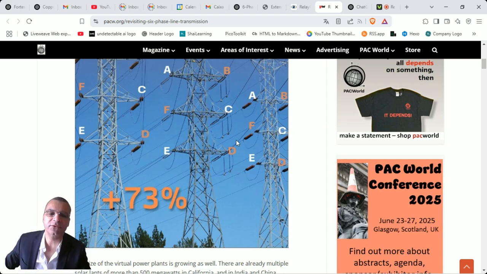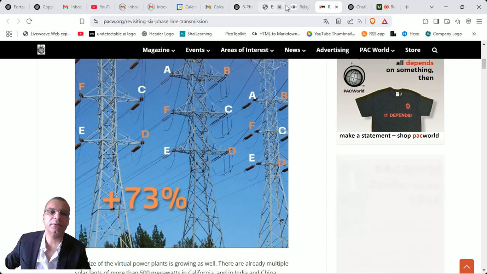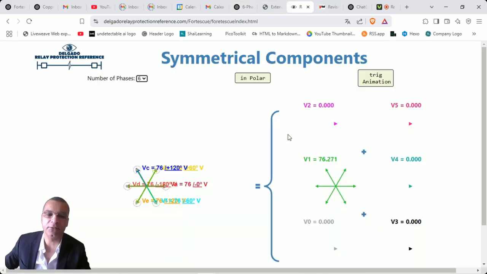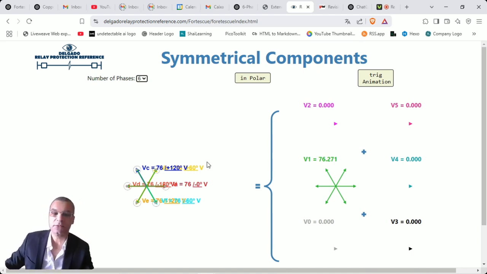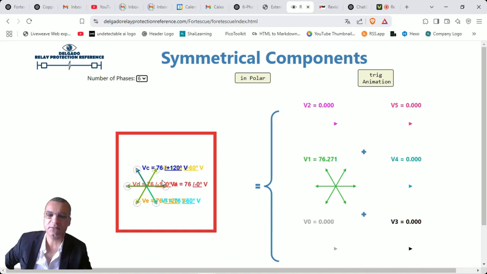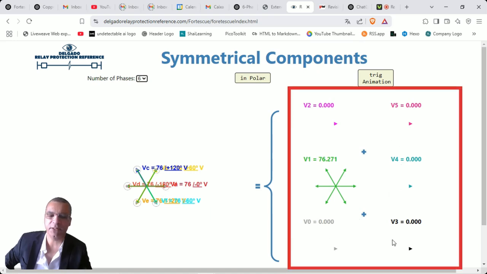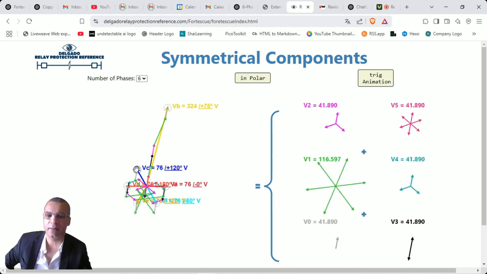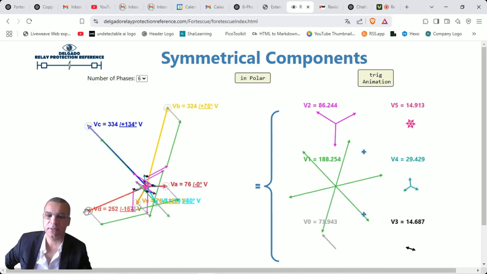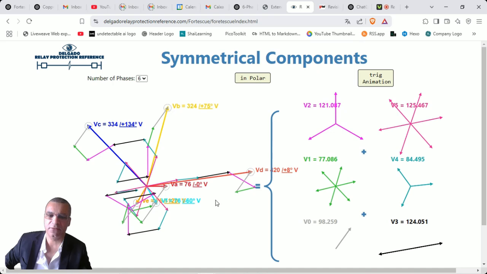All this motivated me to develop this tool that you are seeing here now. You can visualize how an unbalanced set of phases is decomposed. As you can see here on the left, you've got your balanced six phases with the corresponding sequences on the right. Like for the three-phase, you can drag any vectors or phases and see how it's reflected on the right-hand side with each of these sequences.